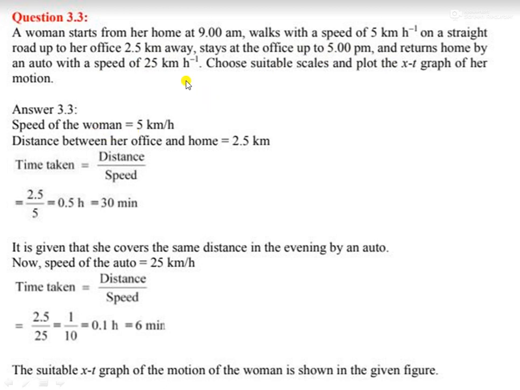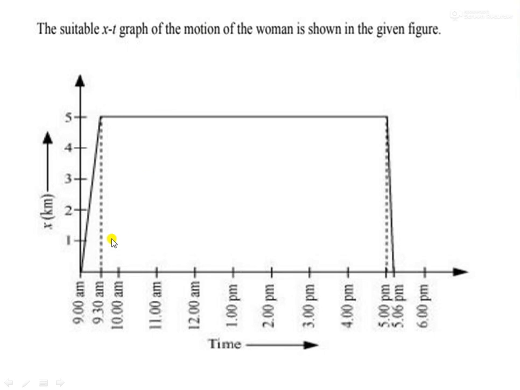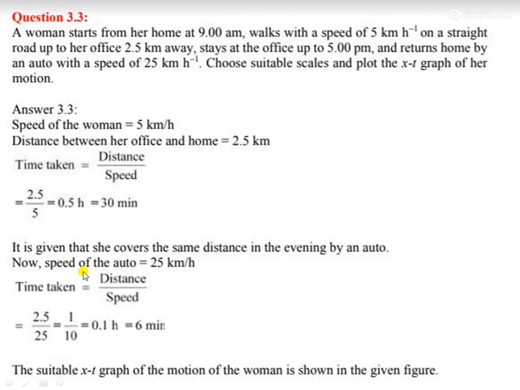Now at 9 o'clock she's at home. Okay, now if you see the distance-time graph, at 9 o'clock she's at home, so it is at the origin of the graph. So speed is 5 km per hour, distance from home to office is 2.5. You find the time and you get 0.5 hour, that is 30 minutes. So she starts at 9 am, so she would reach the office by 9:30.